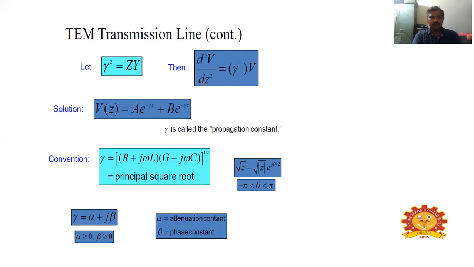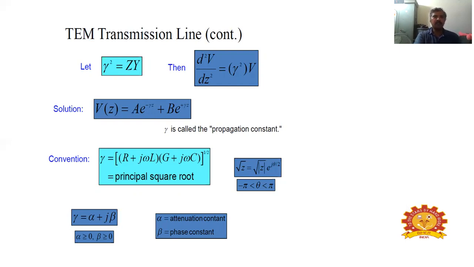So now the equation of the transmission line is modified to γ² = ZY. Then we can say that d²V/dz² = γ²·V. As this is a second order differential equation, we can have the solution for this one, and it is given as V(z) = A·e^(−γz) + B·e^(+γz), where γ is the propagation constant, β is the phase constant, and α is the attenuation constant. Alpha, beta, and gamma are the constants for various things.